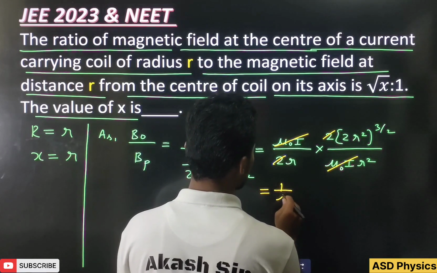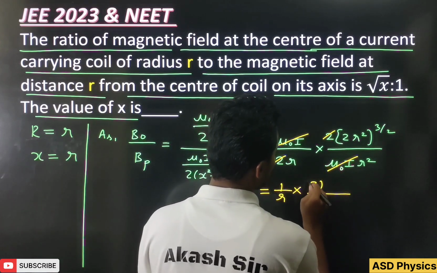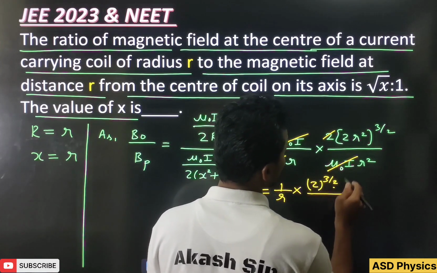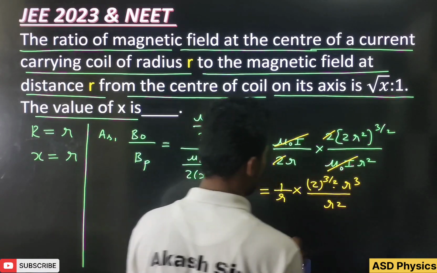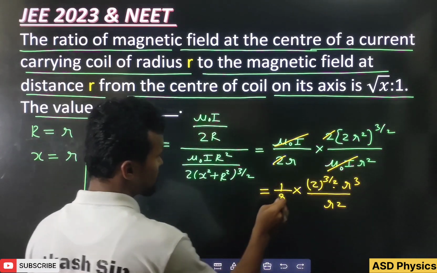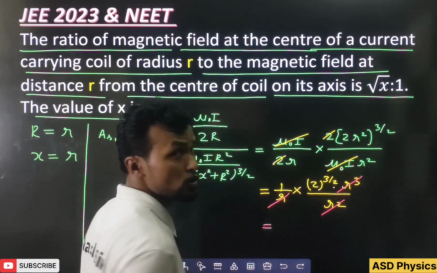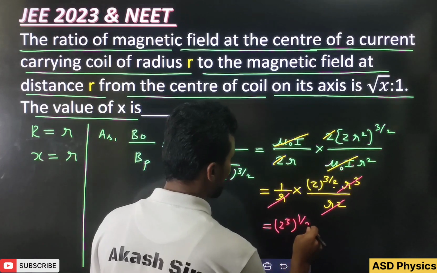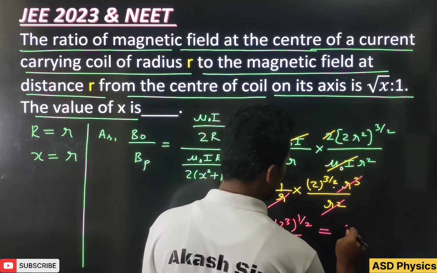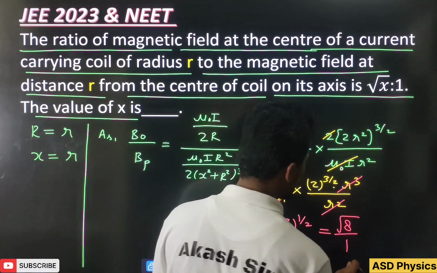Here it is coming 1 by r into 2 to the power 3 by 2 into r square to the power 3 by 2, so r cube, and here by r square. So again, students, what will cancel out? This r square and this r cube cancel. So what is coming? 2 to the power 3 by 2. That means we can write 2 cube power half by 1, so we can write root 8. Now 2 cube means 8, and power 1 by 2 means root, so root 8 by 1.